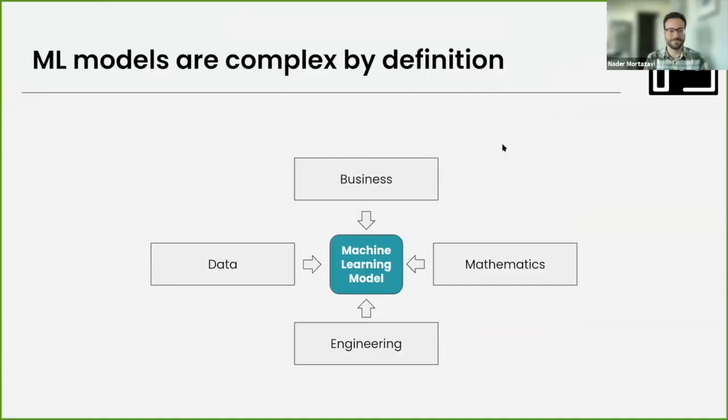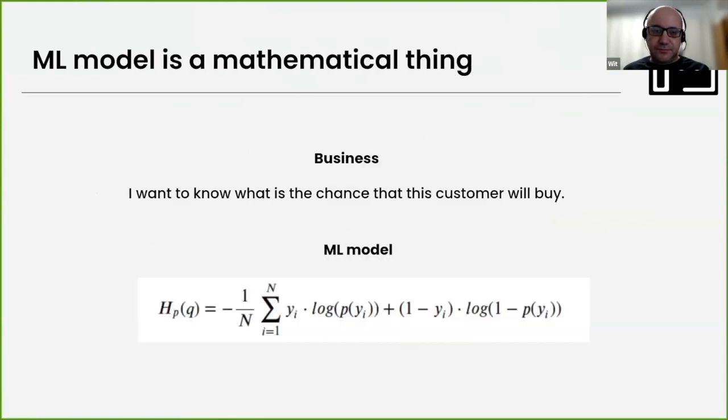Yeah, so to answer this question, I will show you a few slides so that we understand each other perfectly. So first, machine learning models are very complex by definition. They depend on many things, and the most important are business, data, mathematics, and engineering. So to have all this managed together, you need a special approach. So machine learning models are mathematics. This means you live in two worlds.